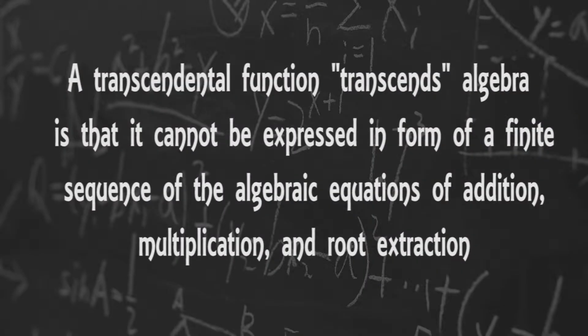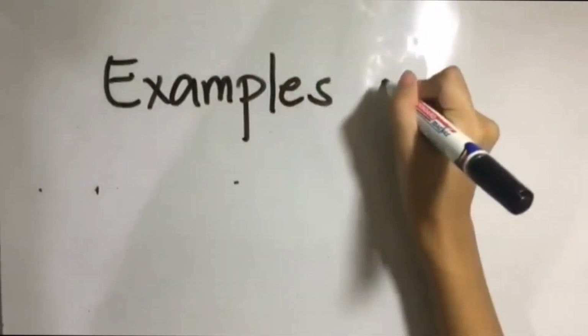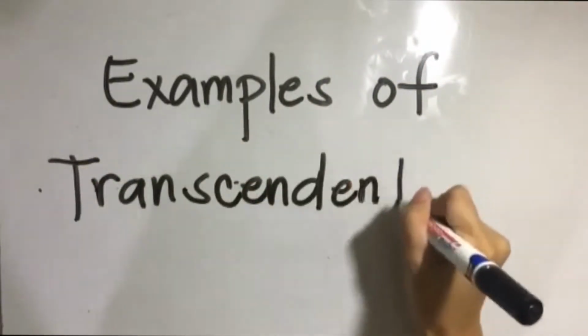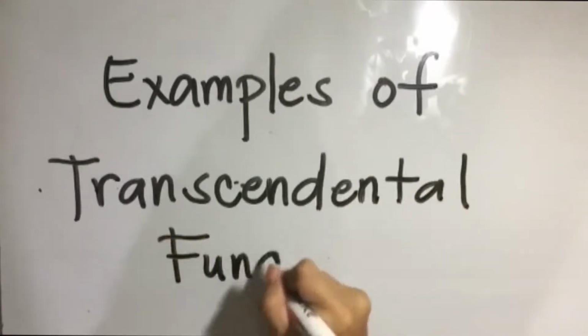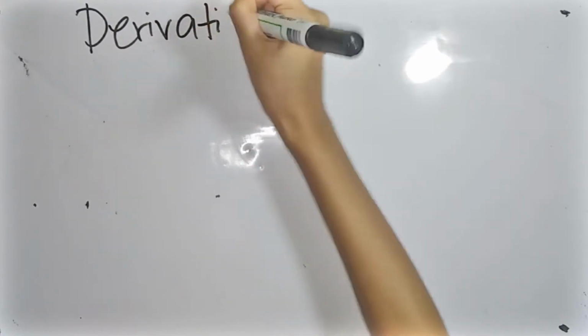A transcendental function, or one that transcends algebra, is a function that cannot be expressed in the form of a finite sequence of algebraic operations, which are addition, multiplication, and root extraction. And lastly but not the least, examples of transcendental functions include the exponential functions, the logarithm, and the trigonometric functions.